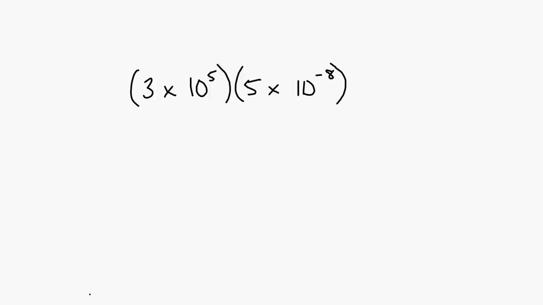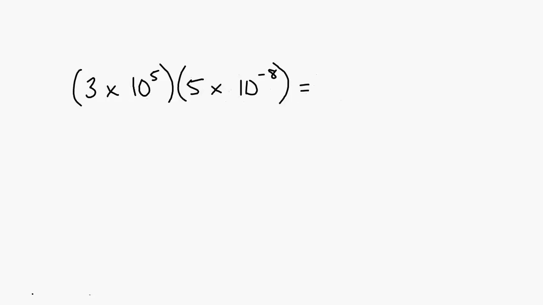I'm going to do one more of those. 3 times 10 to the 5th, and that's getting multiplied by 5 times 10 to the negative 8th. The first step is just to multiply. So your 3 times your 5 is 15 times 10. And you're going to add these powers. So 5 plus negative 8 is negative 3.